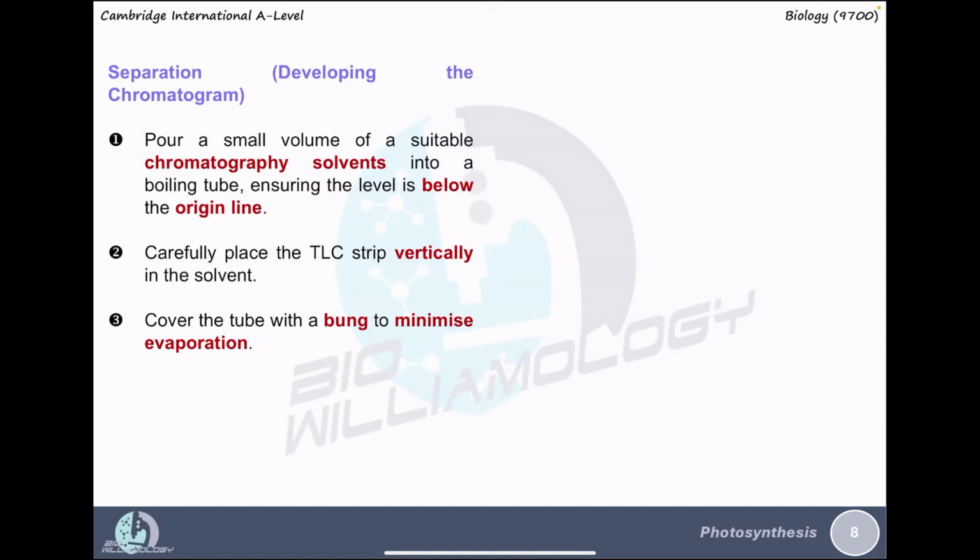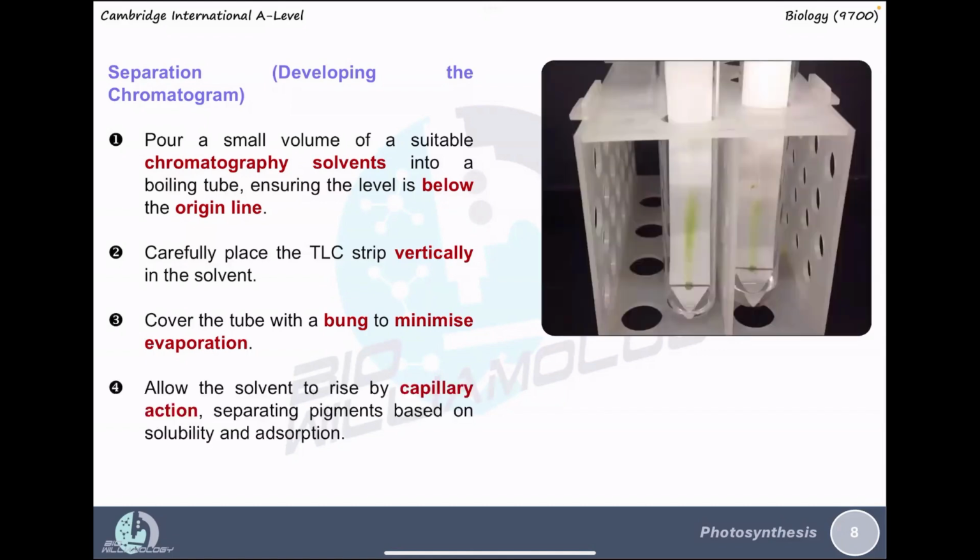toxic. We allow the solvent to rise by capillary action, as shown in the diagram. You can see that when the solvent moves up by capillary action, this is the solvent front. As the solvent moves up, it dissolves the pigments and carries them together. So the separation of pigments is based on the solubility and the adsorption of the pigments.